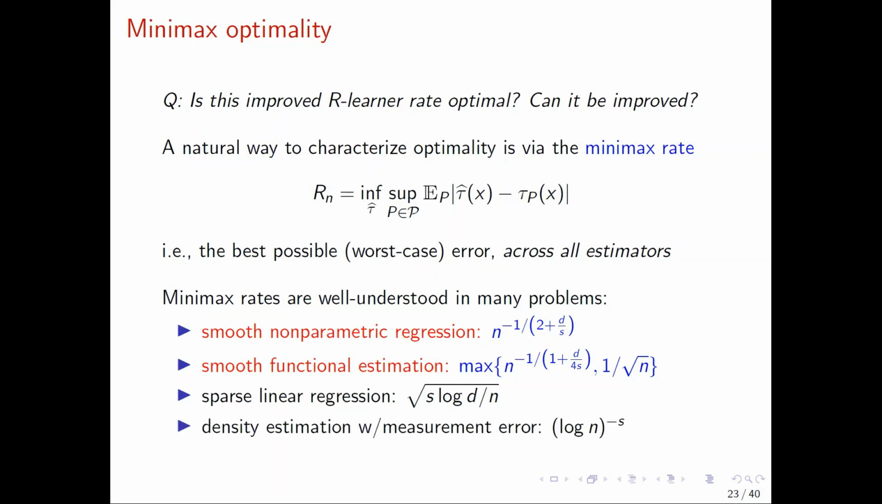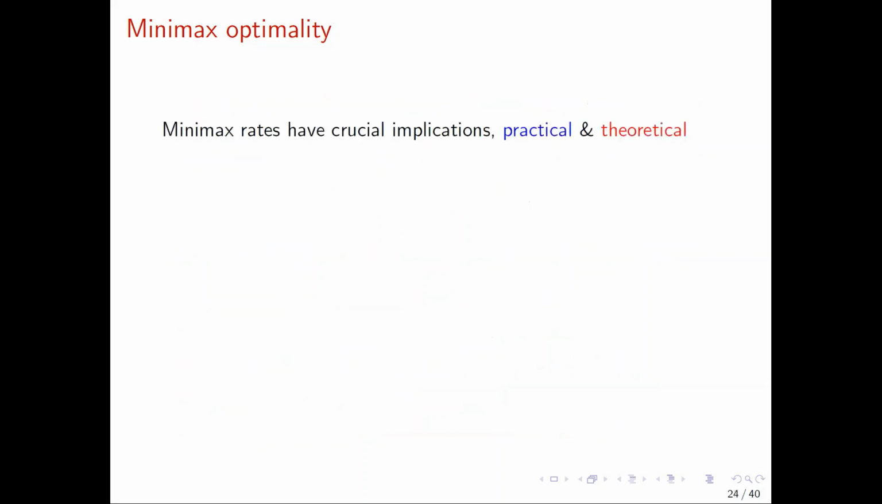In density estimation with measurement error in a non-parametric model, you get log n rates, which are very slow. And so this is a way of telling us that this problem is really hard unless we add some extra structure, right? So again, it's useful to know. It tells you if a problem is just inherently hard and maybe you need to reconsider the model, or if you get a faster minimax rate and you see that estimators are not attaining that rate, then you know that the estimators need to be improved.